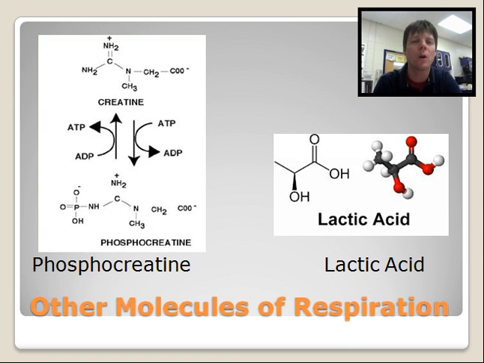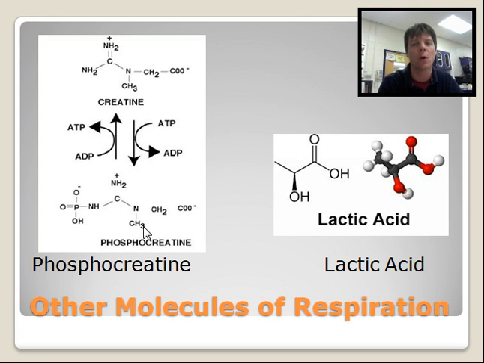A couple other important molecules to know about for cellular respiration include phosphocreatine. Here's a molecule of phosphocreatine. When this is broken down to form creatine, a phosphate would be removed. This can actually help to generate ATP molecules. Or the reverse process, creatine using ATP can generate phosphocreatine.